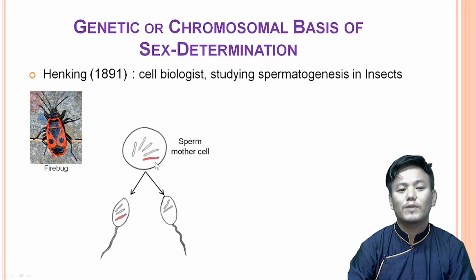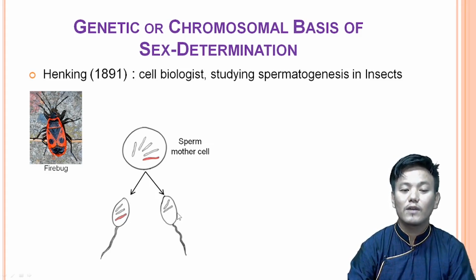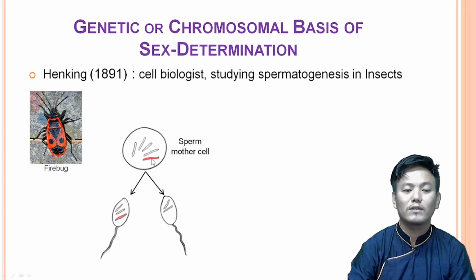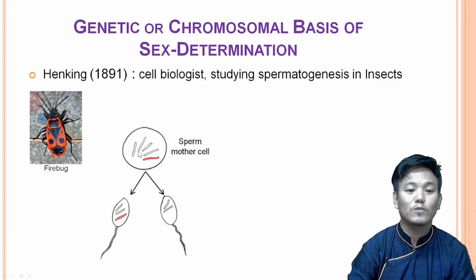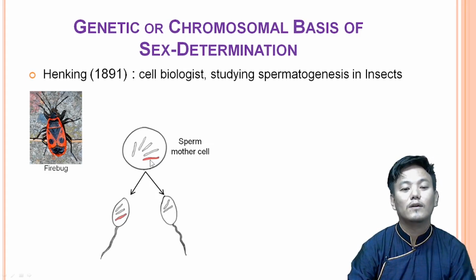And he found out that half of the sperms received that particular structure, whereas the other half did not receive this structure. I have marked the structure which Henking was observing or tracing in red. So look over here, 50% of the sperms received this nuclear structure, whereas 50% of the sperms did not receive the nuclear structure.